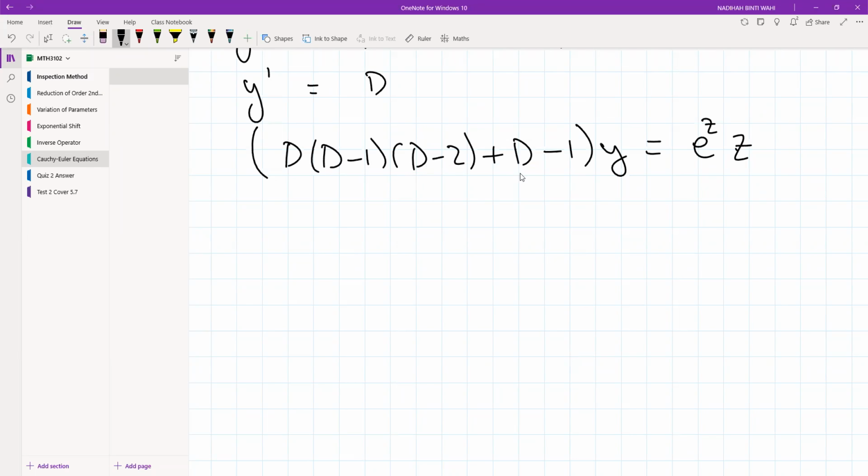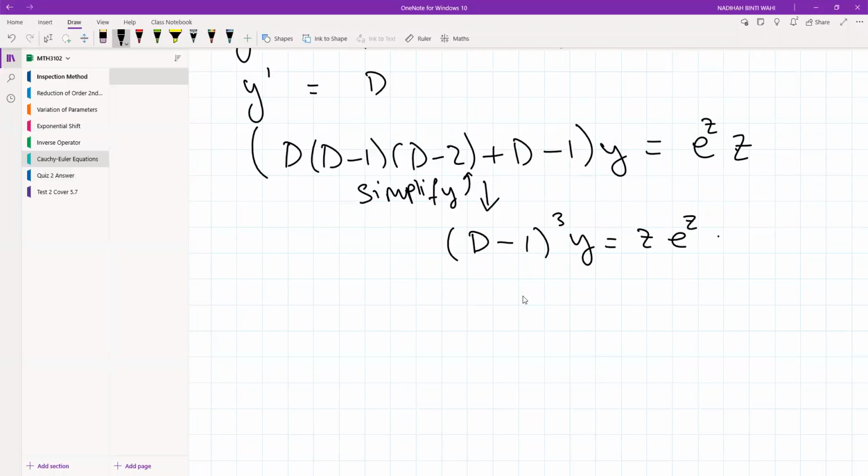So saya tak sempat. Kalau awak sempat, nanti kalau balik pula, lepas habis kelas ni, bila-bila masalah awak cuba simplify yang ni. Simplify this, awak akan dapat D tolak 1 kuasa 3 Y equals to Z E to the Z. Okay, yang ni dalam formation of what? This is like E to the AZ darab dengan F of Z.